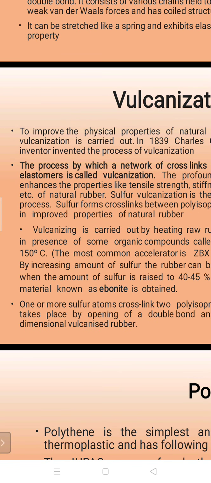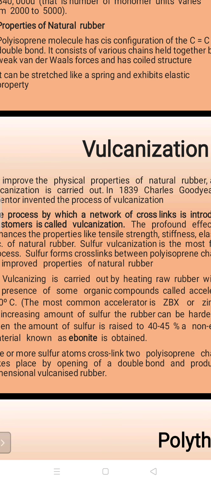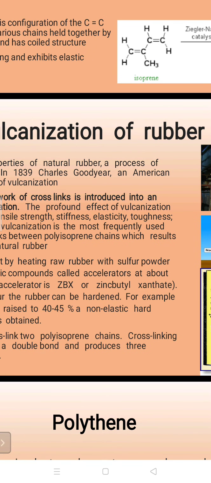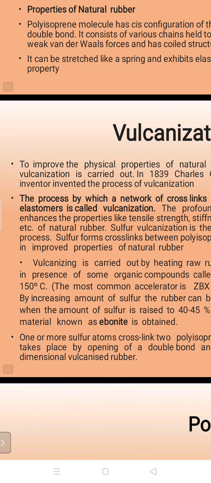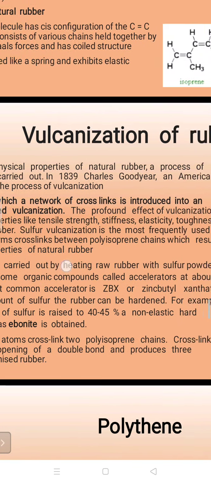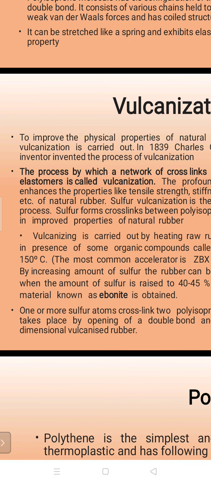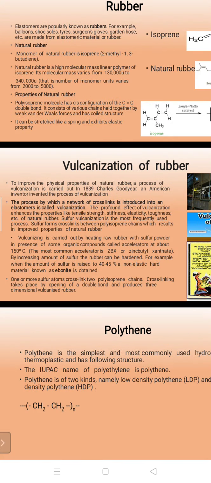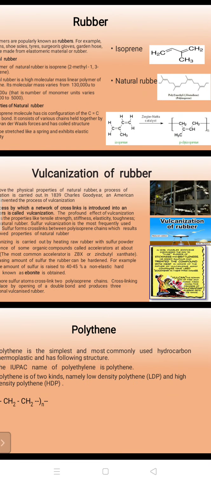Later on, one or more sulfur atoms are cross-linked to polyisoprene chains, and by this cross-linking, opening of the double bonds occurs and produces three-dimensional vulcanized rubber, and this process of vulcanization of rubber is completed. You can see in the diagram also what products we are getting by vulcanization of rubber.